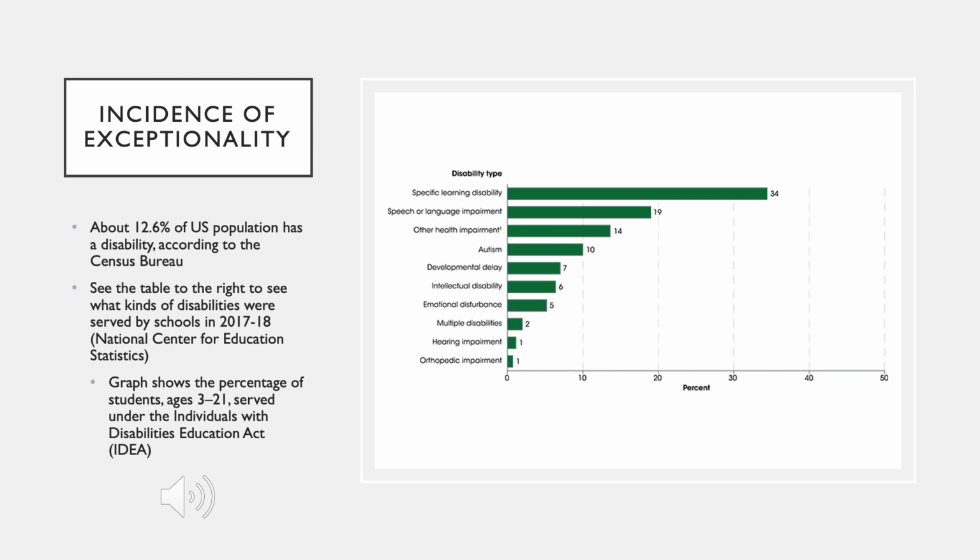So on this slide, I wanted to share some incidents of exceptionality. Just like behavioral challenges, as we talked about last week, exceptionality, children who have special needs, is something that we should expect to see in the classroom. And this is just some statistics to show that 10 to 12% of children have a disability. So in a classroom of 20 children, around 2 or more children will have some form of a disability.